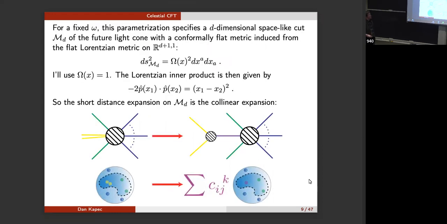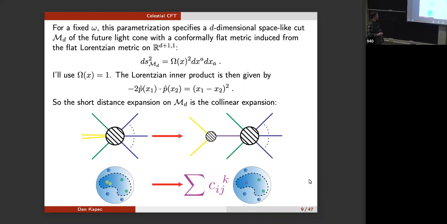Okay. So if you choose a fixed value of omega, then what you get is a d-dimensional space-like cut of the future light cone, with a conformally flat metric. And if we choose this factor to be 1, then the Lorentzian inner product on that cone is just the separation along the space-like cut. What that means is that the short distance expansion on this space-like cut of the null momentum cone is the same as the collinear expansion for scattering amplitudes.